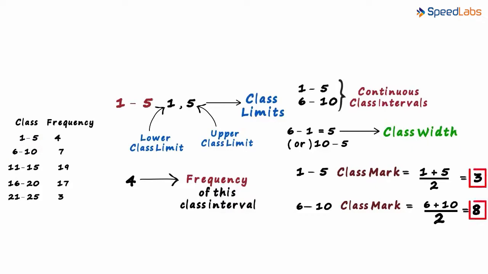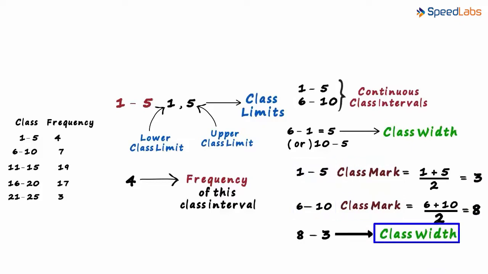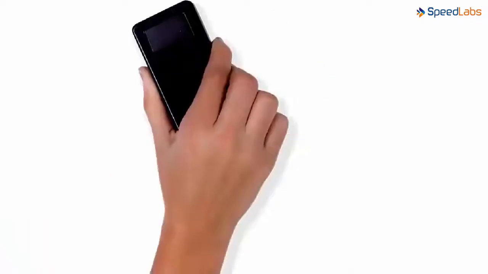Look at the two class marks of the two continuous intervals. The difference between the class marks of two continuous intervals is also equal to the class width. If we consider these two continuous intervals, 8 minus 3 will be our class width. A class mark is for a particular class interval, and a class width is the same for the entire group of intervals. But wait, we need to understand something really important.